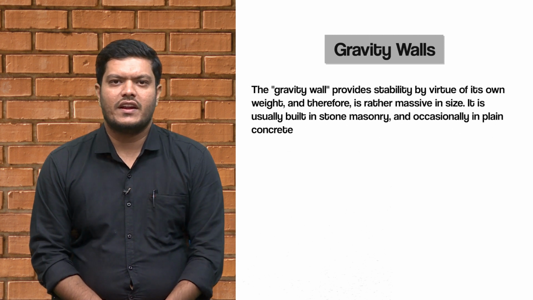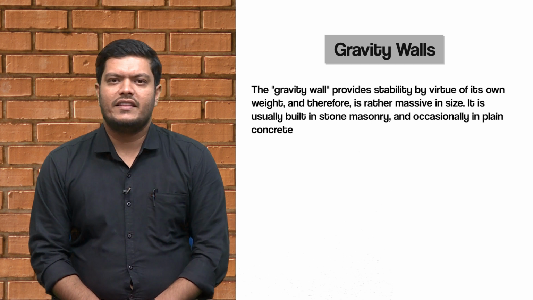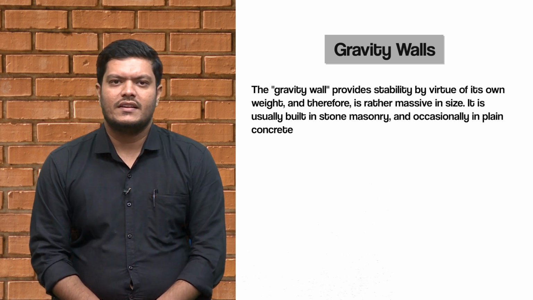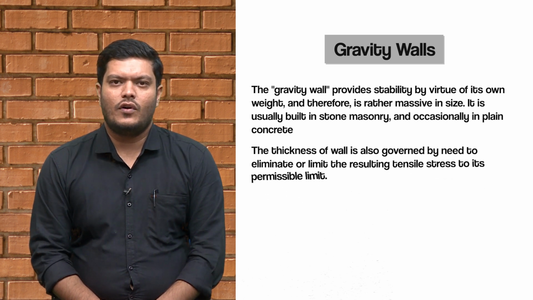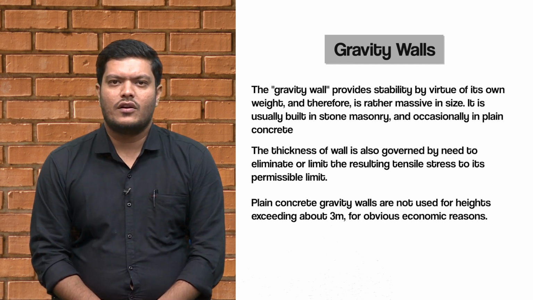Gravity walls. The gravity wall provides stability by virtue of its own weight and therefore is rather massive in size. It is usually built in stone masonry and occasionally in plain concrete. The thickness of wall is also governed by the need to eliminate or limit the resulting tensile stress to its permissible limit. Plain concrete gravity walls are not used for heights exceeding about 3 meters for obvious economic reasons.